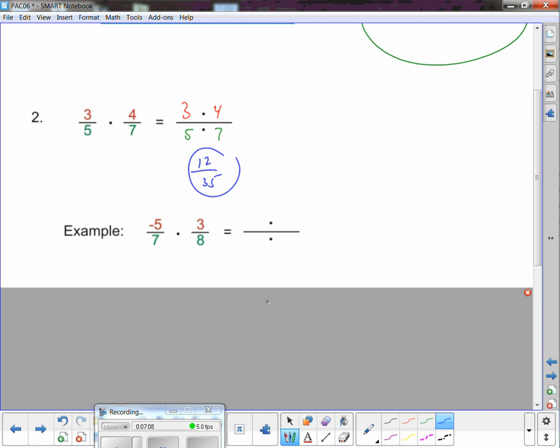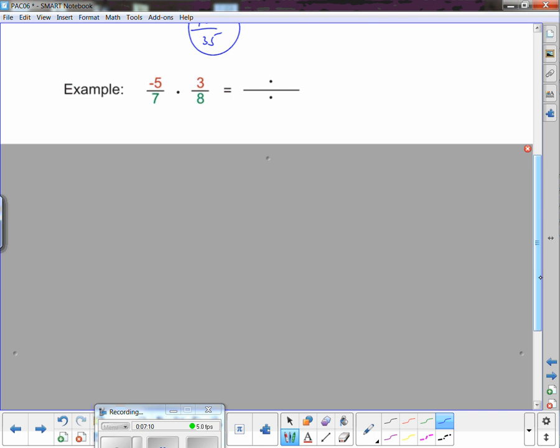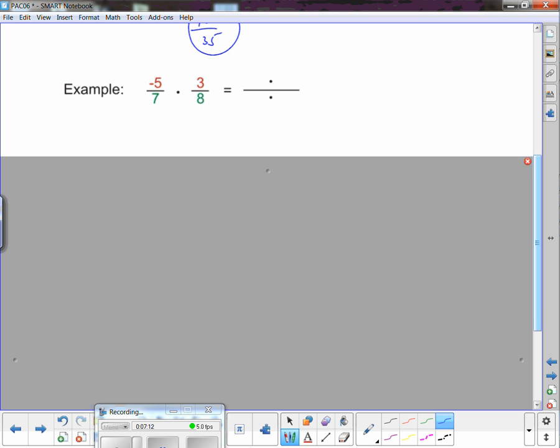Pretty simplistic, piece of cake. Okay, so what if positives and negatives come into play? Well, whoopee-doo, right? Isn't the top a -5 times a 3? Would you agree? All right, that's nothing scary there.